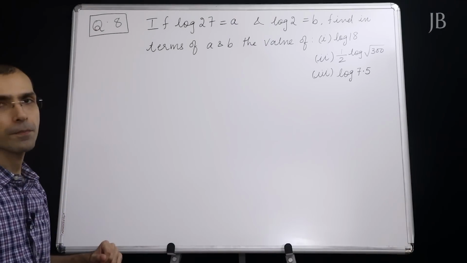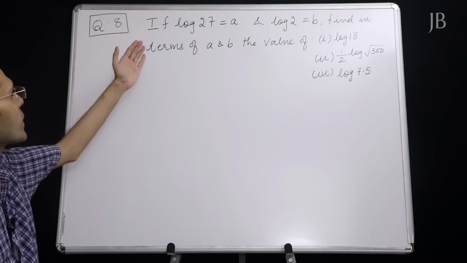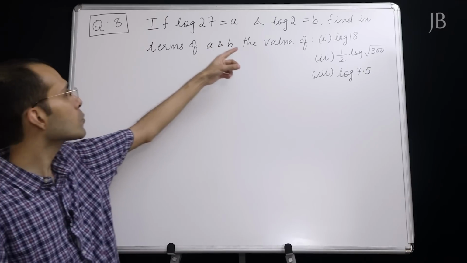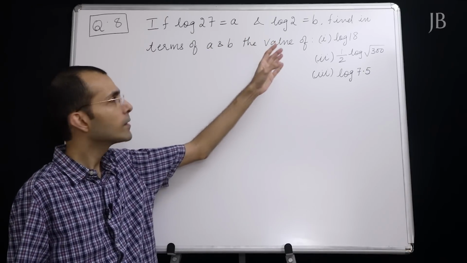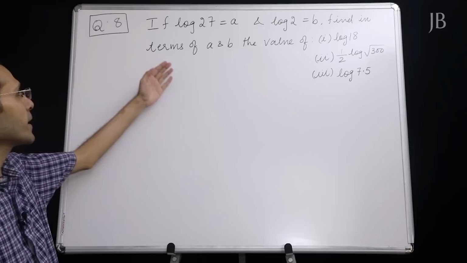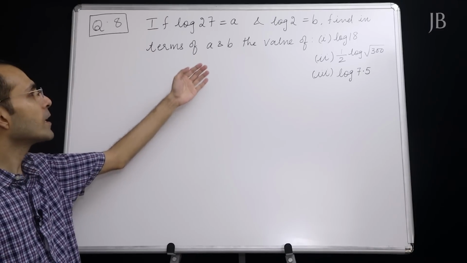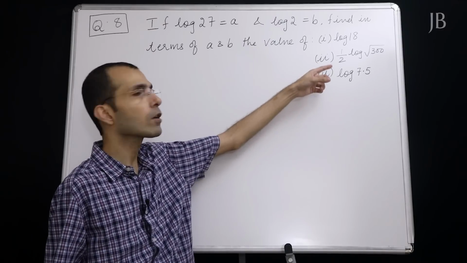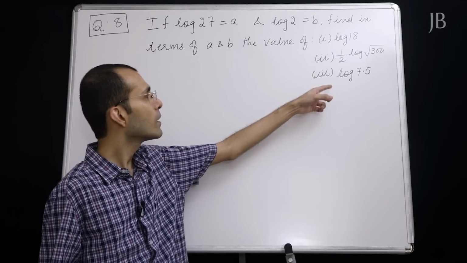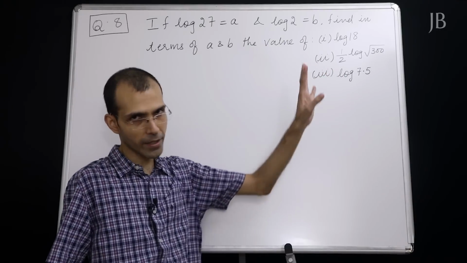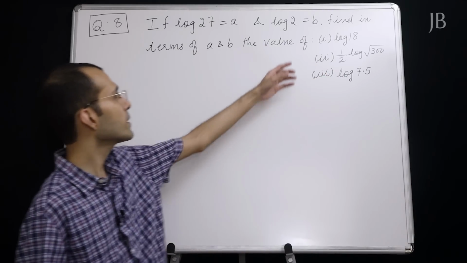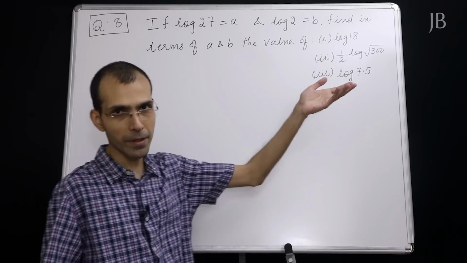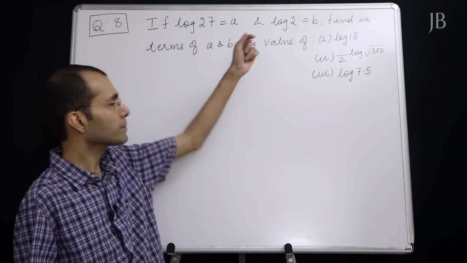Question 8. If log 27 equal to a and log 2 equal to b, find in terms of a and b the value of log 18, half log root 300, log of 7.5. Okay, so we want to find the values of log of this, half log this in terms of a and b, and the values are given.